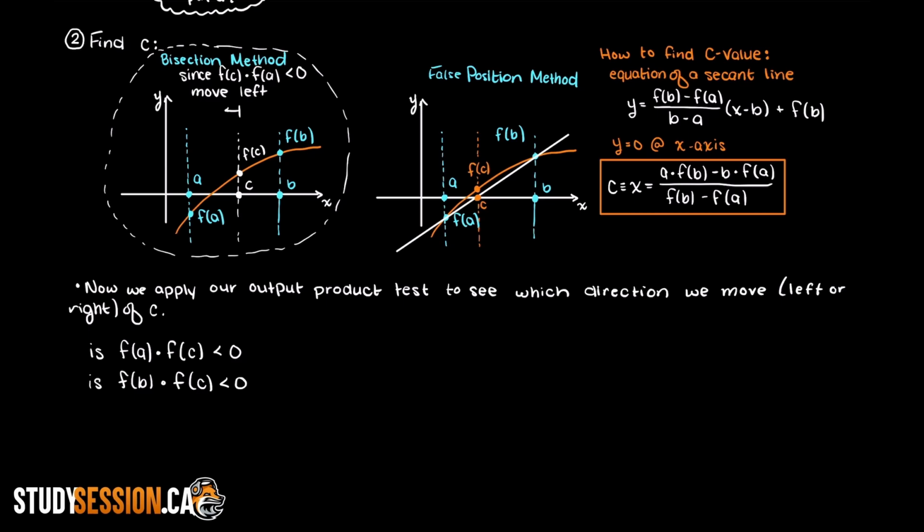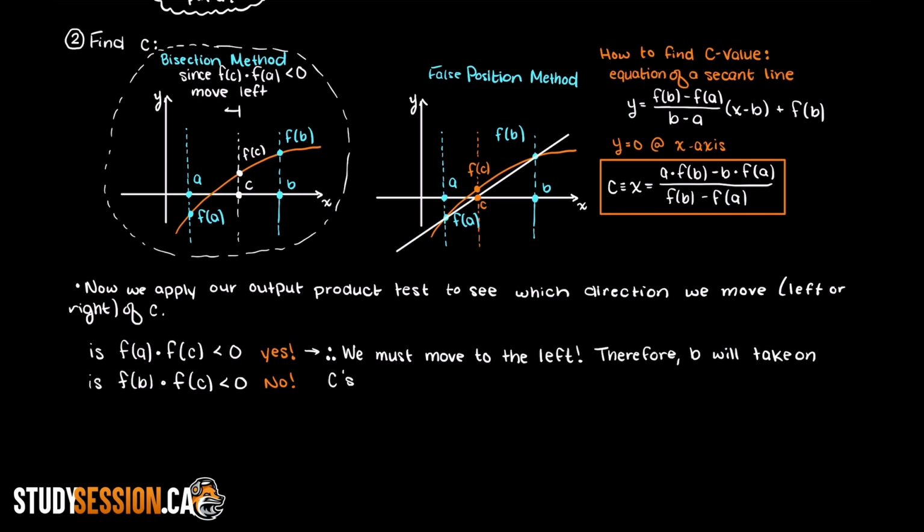So we repeat this process for the right of our root and see if output b times c is equal to or less than 0. Whichever side's product gives you less than 0, you know that your root lies in that direction. Then you just adjust your root boundaries using this new information. So, like we said earlier, if f of a times f of c is negative, then we know that the root lies to the left of our new midpoint c. Therefore, b takes on the value of c, and we move to our next iteration.